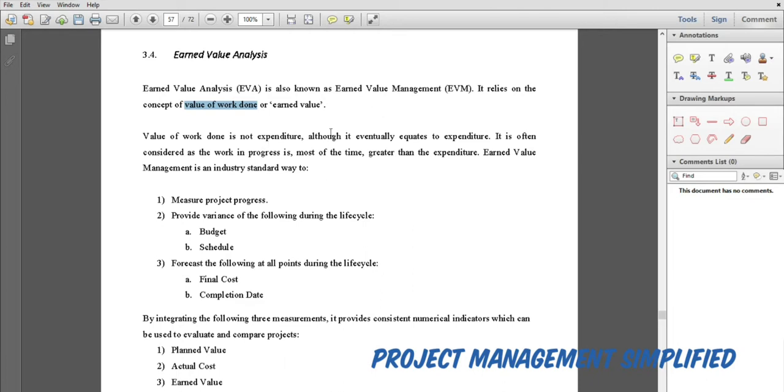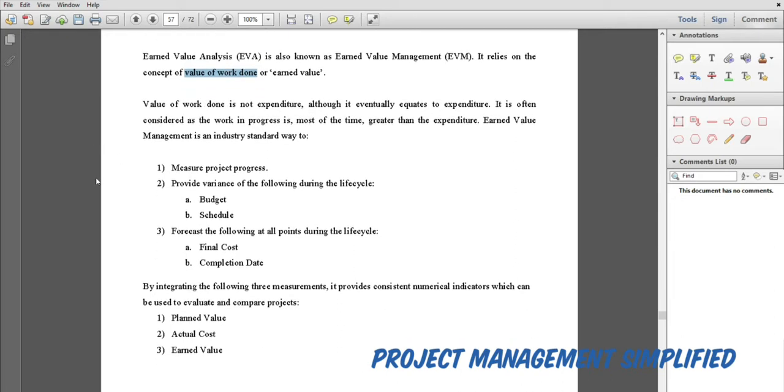Although it eventually equates to the expenditure, it is often considered as work in progress, and most of the time it is greater than the expenditure itself. Earned value management is an industry standard way to measure project progress. As we said in the previous class, the cash flow graphs and the S curve will not measure the project progress. Here, earned value is a management standard that measures the project progress.